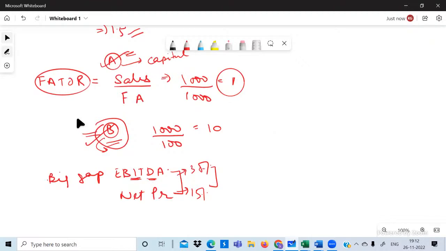Any questions on the fixed asset turnover ratio, which is sales upon fixed assets? No, you'll take net sales over here, not the gross sales. So you'll take the net sales, which is after deduction of taxes, sales returns, and everything. Take your net sales.